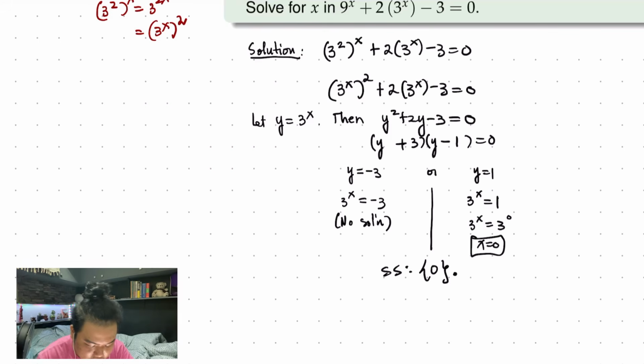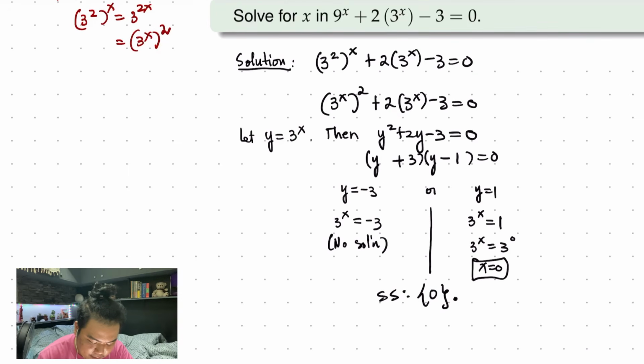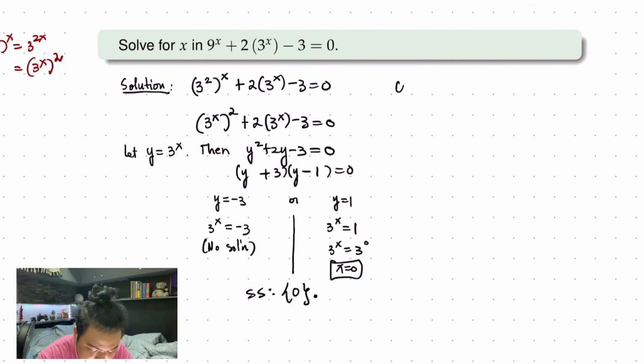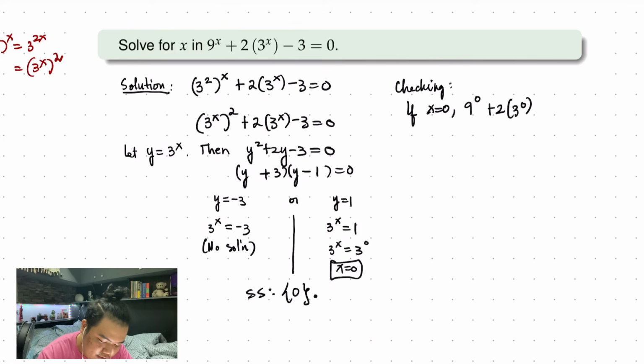So, malinaw ba yan? So, let us check our answers by plugging in x equal to 0. So, if x is equal to 0, anong lalabas? 9 raised to 0 plus twice ng 3 raised to 0 minus 3. 0 nga ba ilalabas dyan? Okay, let us check. This is 1. This is 1. So, this term is 2. You will get 0. So, check. Tama nga siya.